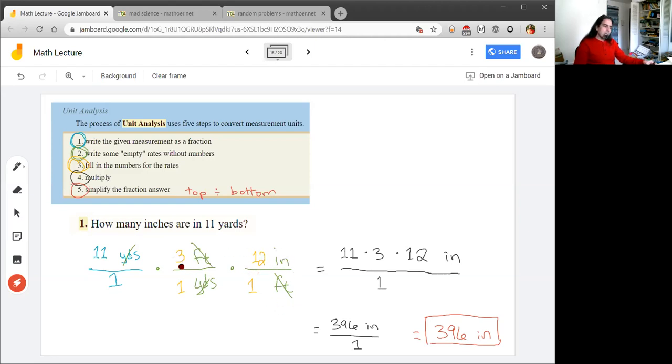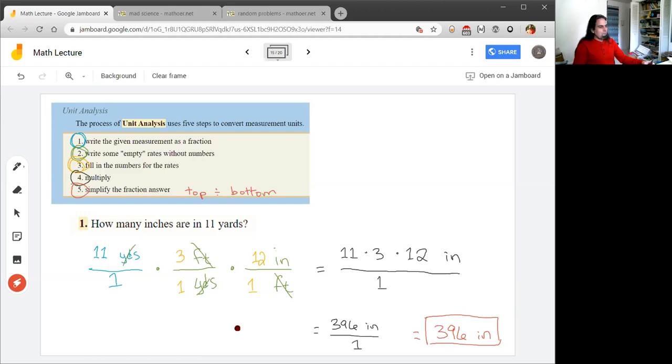Are we going to divide? Are we going to multiply? If we're not used to this, or if we're taking a test and our brain decides to shut down, then we might do the wrong thing. But this process had no choices. It told us what to do in every step. I had to put this yards on the bottom so it would cancel with the other yards on the top. I had to put this feet on the bottom so it would cancel with that feet on the top. So since I never had to make any choices, I can't make any wrong choices.